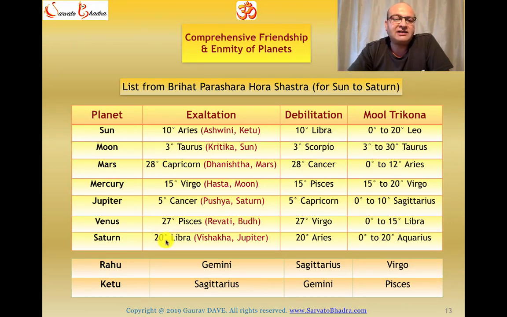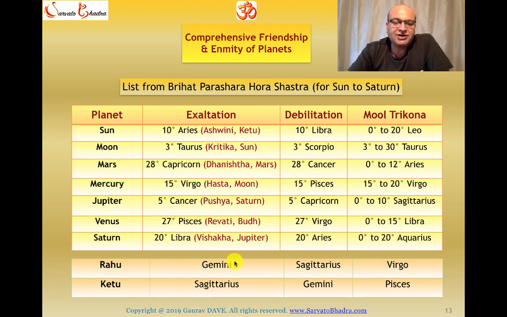Shani Maharaj, Saturn, is exalted at 20 degrees of Libra, the balance sign, in Vishakha Nakshatra, and 20 degrees of Aries is the deep debilitation point of Saturn. From 0 degrees to 20 degrees of Aquarius is the Mool Trikona sign of Saturn. Capricorn is not the Mool Trikona sign of Saturn. We should remember this. And from 20 degrees onwards, Saturn in Aquarius is in own sign.